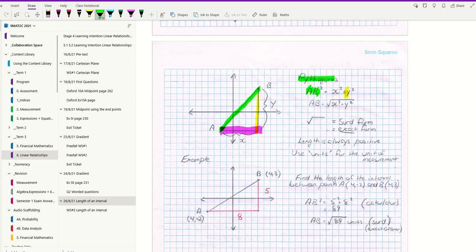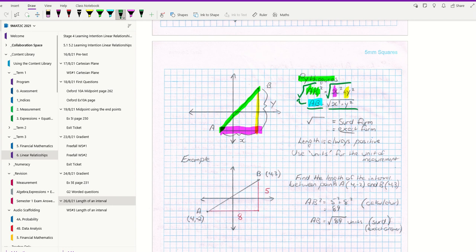So if I make them all lovely and colourful, we've got AB squared equals x squared plus y squared. Now we want to find the length of AB. So if we're finding the length of AB, we've got to find the square root of AB squared, which is equal to AB. Whatever we do on one side, we do on the other side. So AB is equal to the square root of x squared plus y squared.